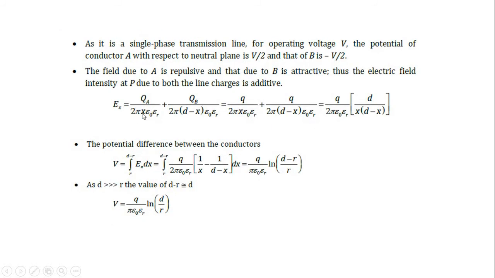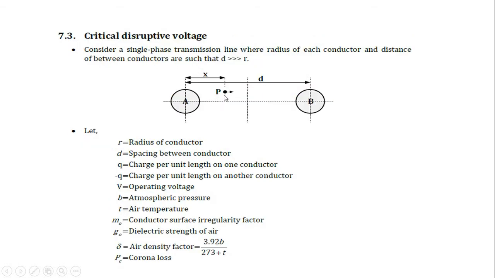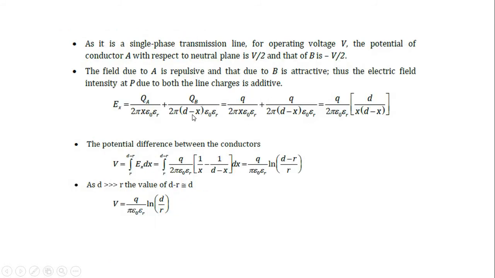Now, Ex is equal to Qa upon 2 pi x epsilon 0 epsilon r plus Qb upon 2 pi d minus x epsilon 0 epsilon r. Here A is x distance away from P, the total distance is d, so B is d minus x distance away from P. So here we take d minus x. Now, take common q upon 2 pi epsilon 0 epsilon r in bracket d upon x into d minus x.